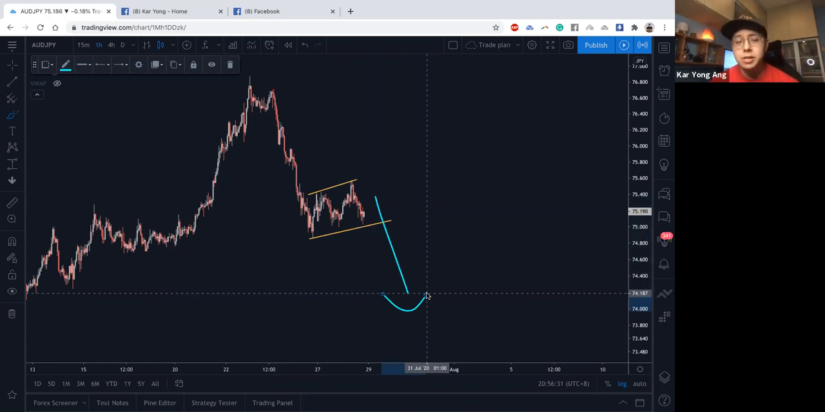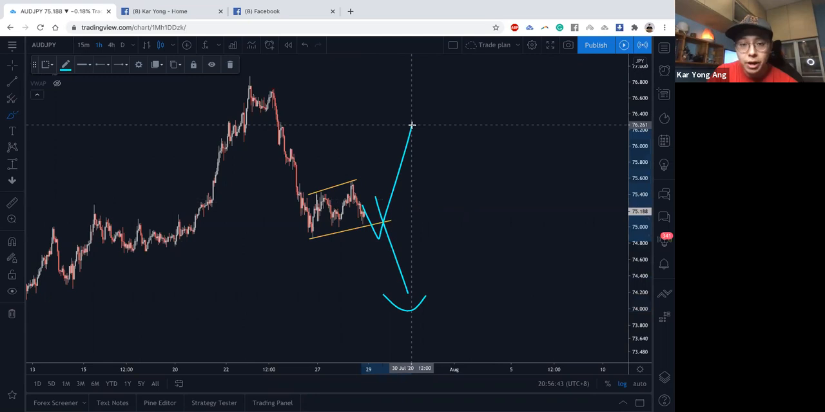Most of the time, in terms of statistics, this kind of pattern, this kind of setup gives us about 60 to 70% accuracy. But of course, there's still that 30%, 40% that you might get wrong. What I mean is that from here, price can still just do this, and then go up. So there's about a 30, 40% chance that can happen, and about a 60 to 70% chance this will come down.